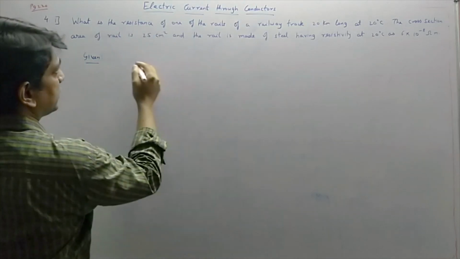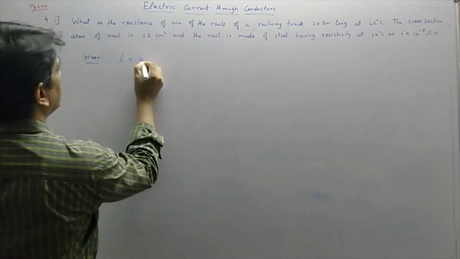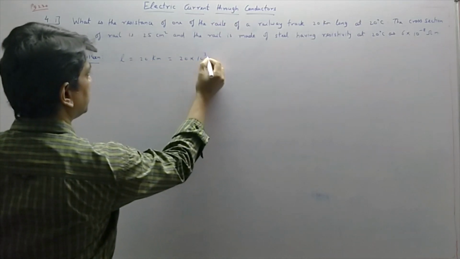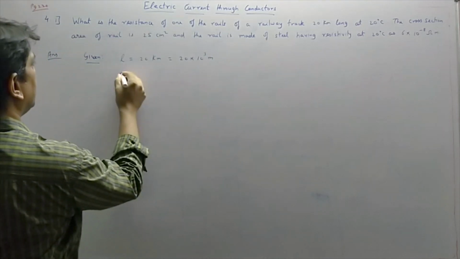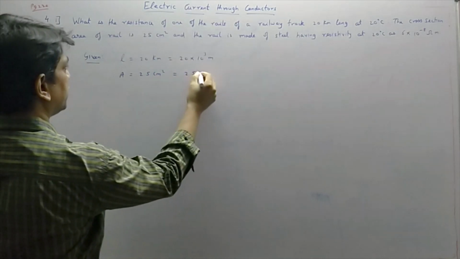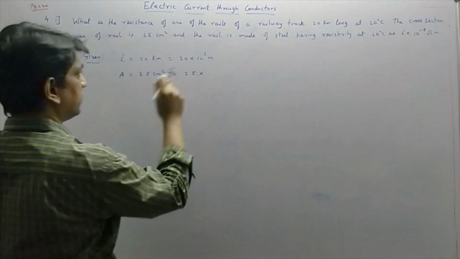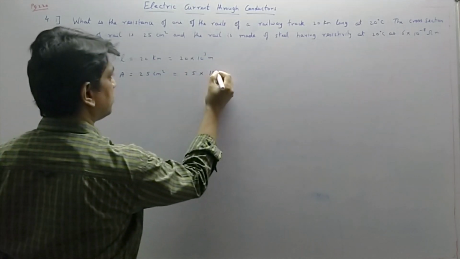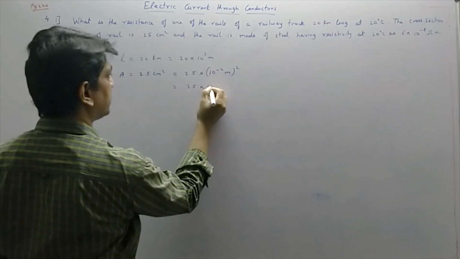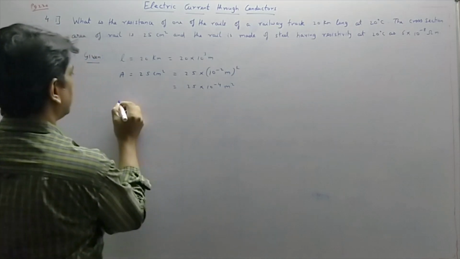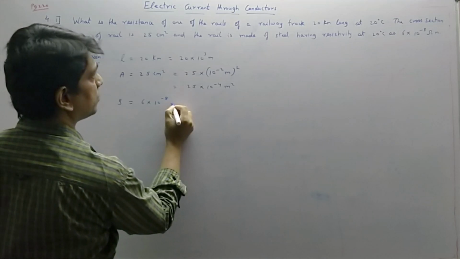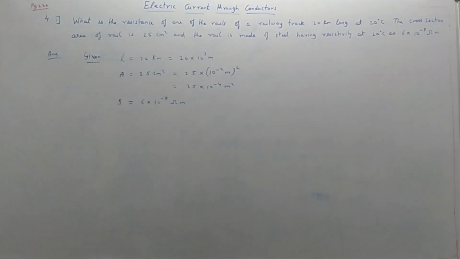We can write the given: length L is 20 kilometers, which in meters is 20 into 10 raised to 3 meters. Area of the rail is 25 centimeters square; converting into meters, because we need all SI units, it is 25 into 10 raised to minus 2 meter the whole square. That will give you 25 into 10 raised to minus 4 meter square. Resistivity rho is given as 6 into 10 raised to minus 8 ohm meter. Already it is in SI unit, so they are all in SI unit.